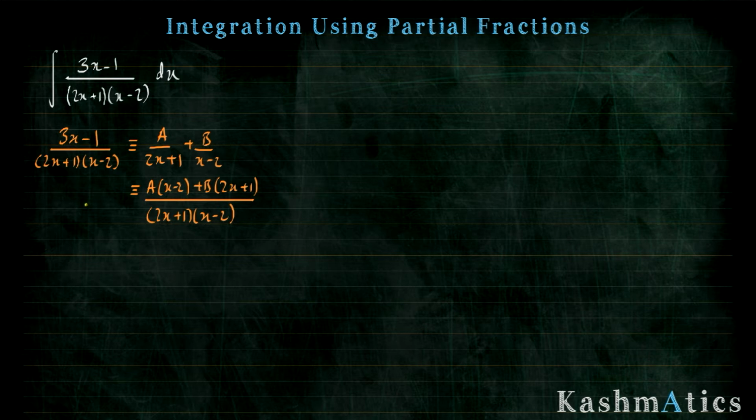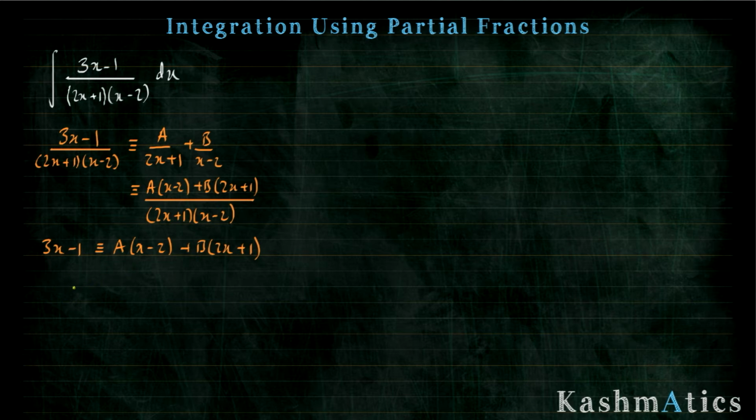Now the reason why this is useful is because if I compare this original integral to what I've got over here, I can see the denominators are the same. That means the numerators must be equivalent too. So I've got 3x minus 1 is equivalent to A multiplied by x minus 2 add B multiplied by 2x plus 1. And at this stage I can either substitute any value of x I like, because this is an equivalence so any value of x will work, or I can compare coefficients.